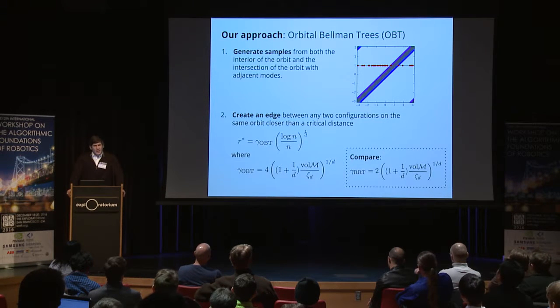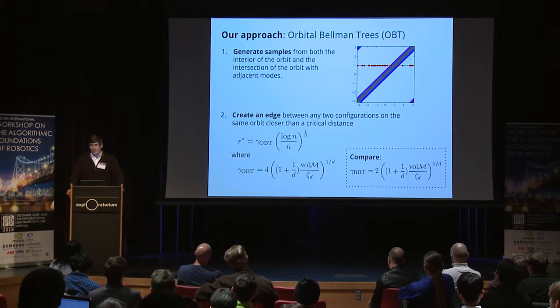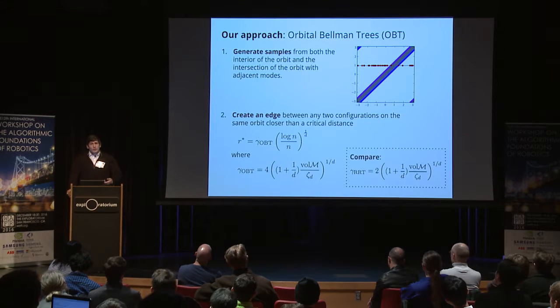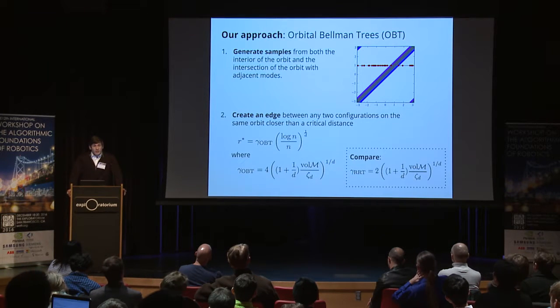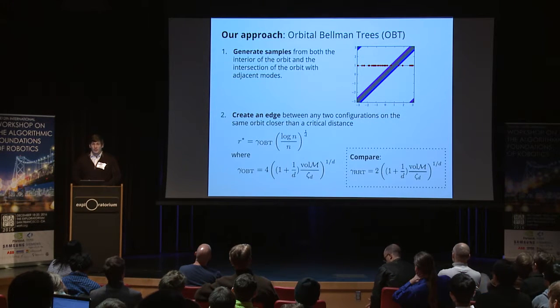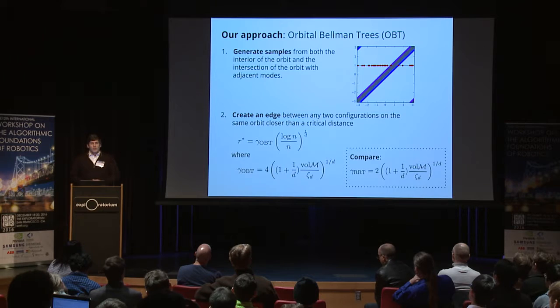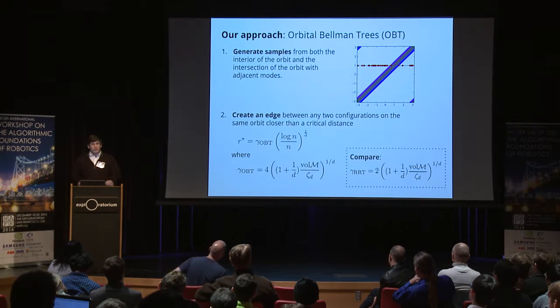In this case, creating an edge means building a spatial index of some kind, like a KD tree. And we're going to be building a new KD tree for each orbit that we explore. And observe here that the dimension d in each of these equations is the dimension of the orbit, not of the configuration space. And likewise, the measure of free space is the measure of the orbit. And that's going to let us use a much smaller radius of connectivity.